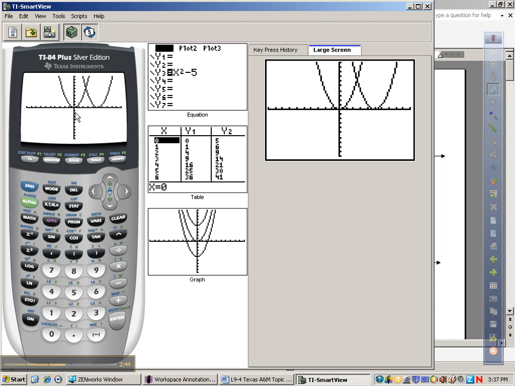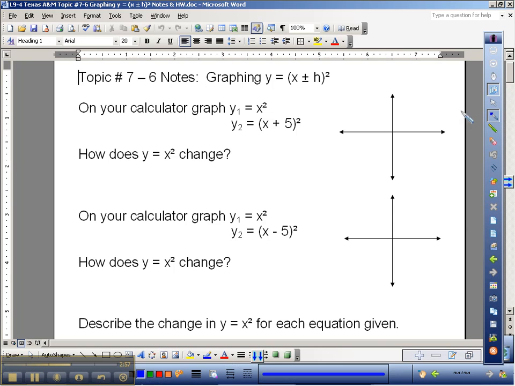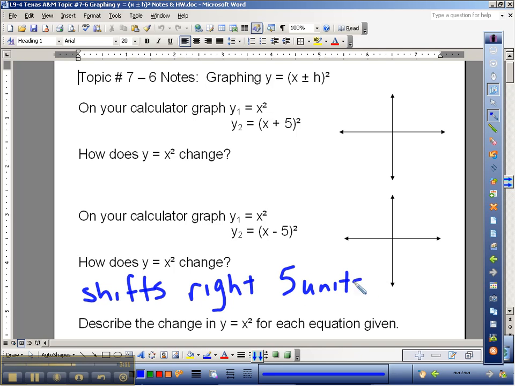And look what happened here. It went right 1, 2, 3, 4, 5 units. Shifted it right 5 units. So how did your graph change? We're going to write in right here shifts right 5 units.